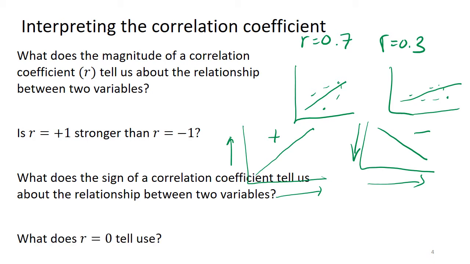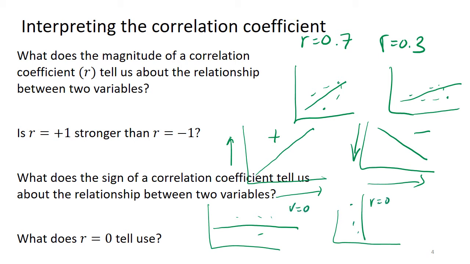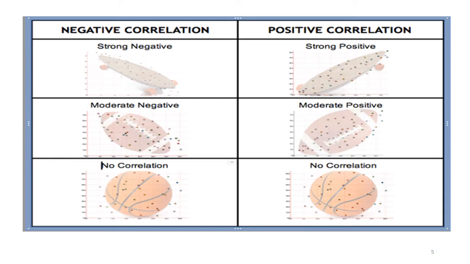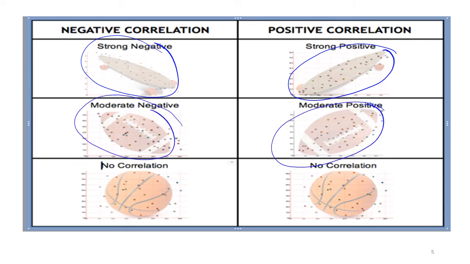A correlation of 0 indicates that the best straight line through the data is exactly horizontal. So knowing the value of x does not change the predicted value of y and vice versa. We can visualize the strength of a correlation as a skateboard for a strong correlation, a football for a medium or moderate correlation, or a basketball for no correlation.